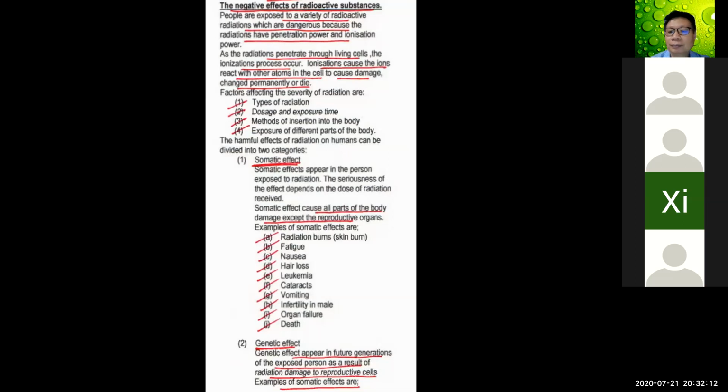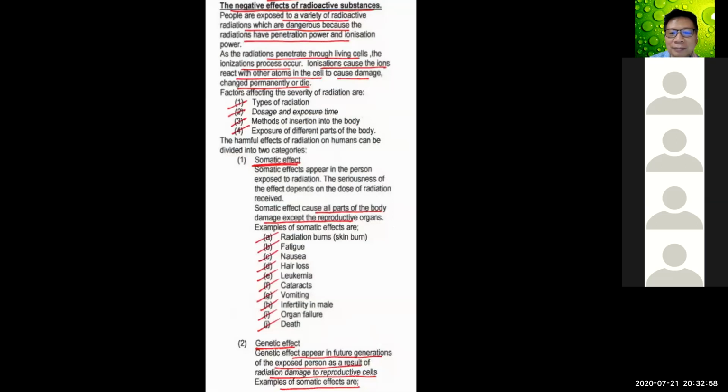Next one is Tan Chai Yong. Are you there? Yes. What is somatic effect? What is meant by somatic? It's not in the paper, so guess. Somatic means what actually? Can or not? Try.